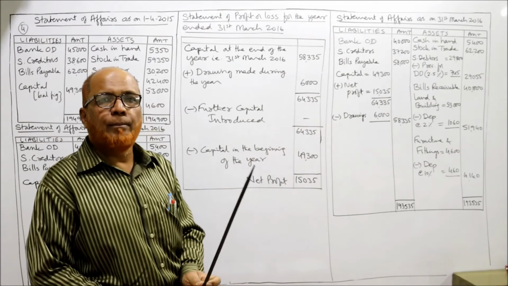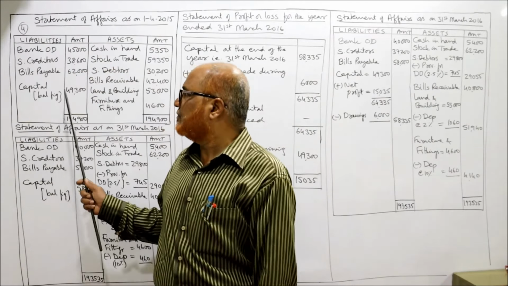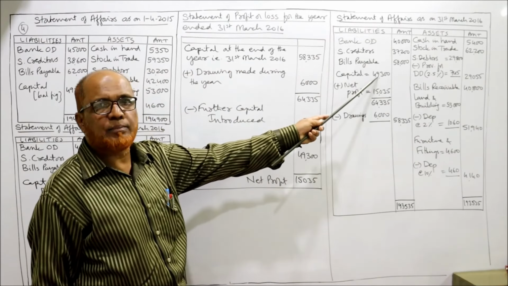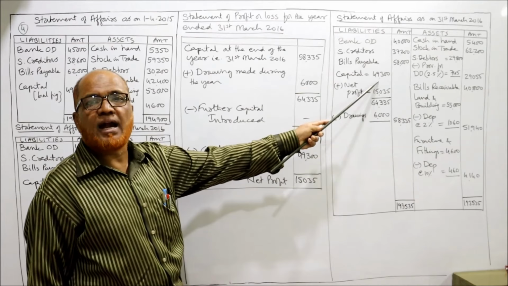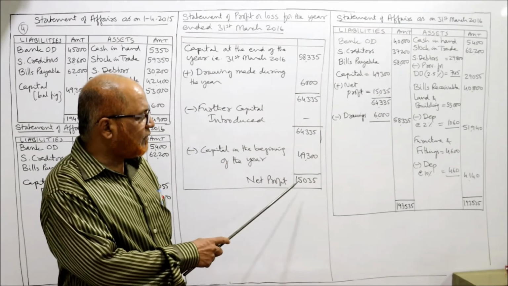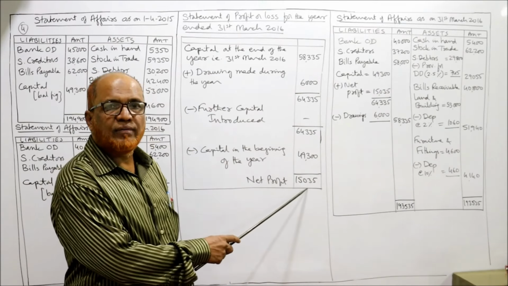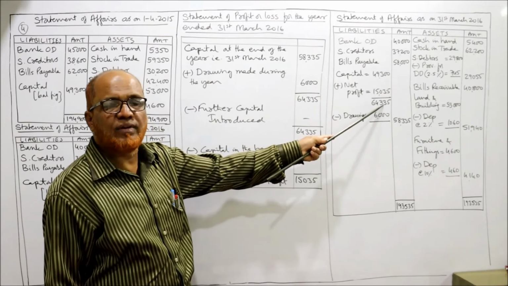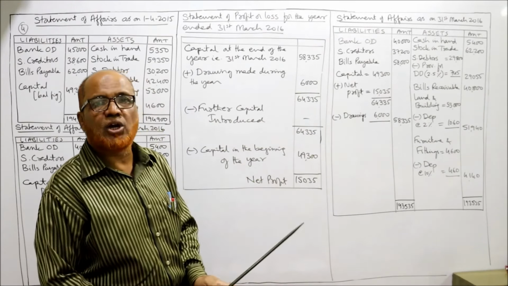Now capital. Beginning of the year, how much was the capital? 49,300. We'll take 49,300 capital. To capital, we add the net profit. How much net profit we got? 15,035. So add up 15,035, we got 64,335. From this, we subtract the drawings. The drawings are 6,000. Deduct drawing 6,000, we'll get 58,335. There is no balancing figure.